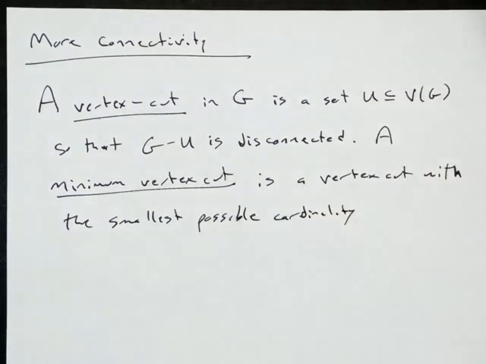And it is possible to have more than one vertex cut. You might be able to take away two vertices more than one way to disconnect your set. That's a vertex cut. Cardinality.